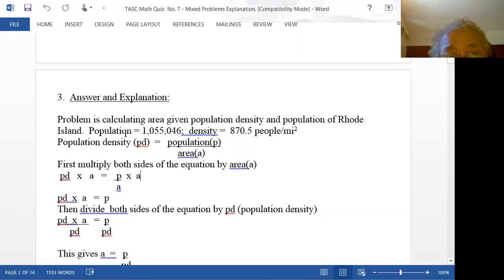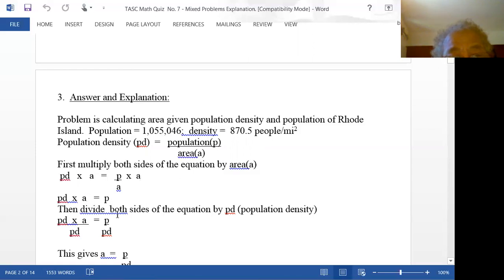So we know population density and we know population. So the first thing we'll do, since we want A equals something, right? So we'll multiply by A both the left side of the equation and the right side of the equation. On the right, we have multiplied by A and divided by A, which gives you A over A, which is equal to 1. And 1 times P is just P. On the left side, we have PD times A.